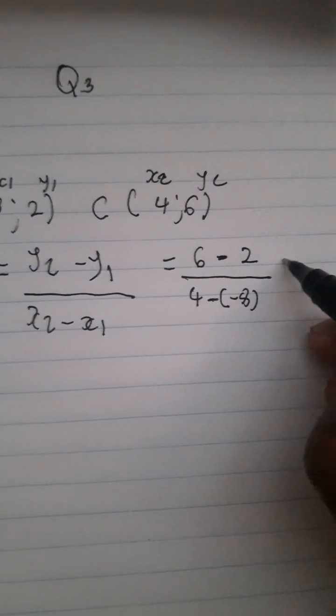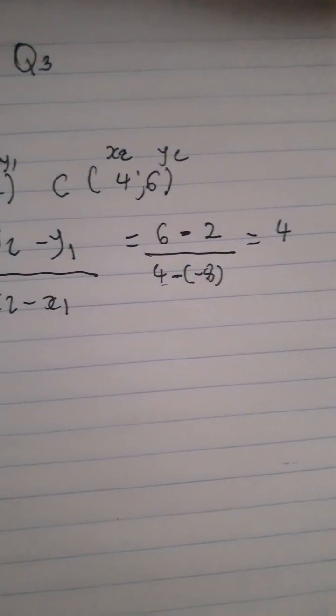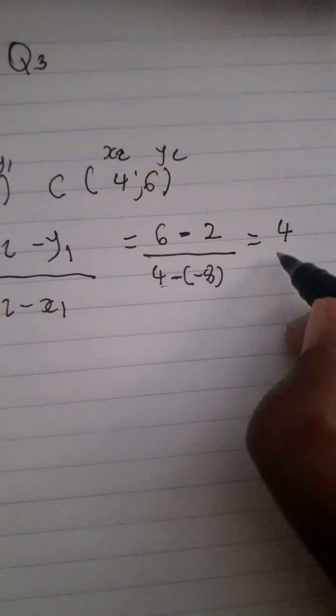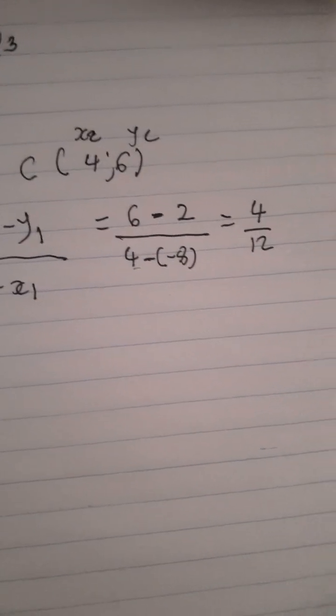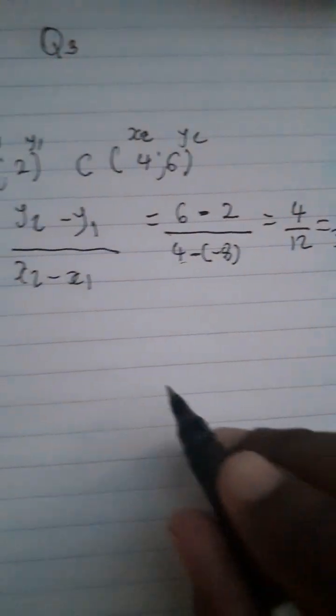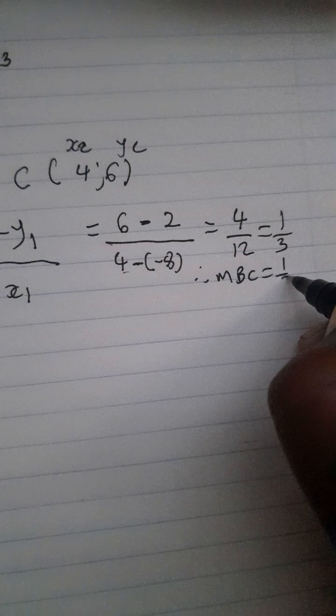So what is 6 minus 2? 6 minus 2 is 4. So we have 4 and 4 minus negative 8, which gives you 12, right? So it's 4 divided by 12. What is 4 divided by 12? That's 1/3. So we have 1/3 as our gradient of BC. Therefore the gradient of BC is 1/3.